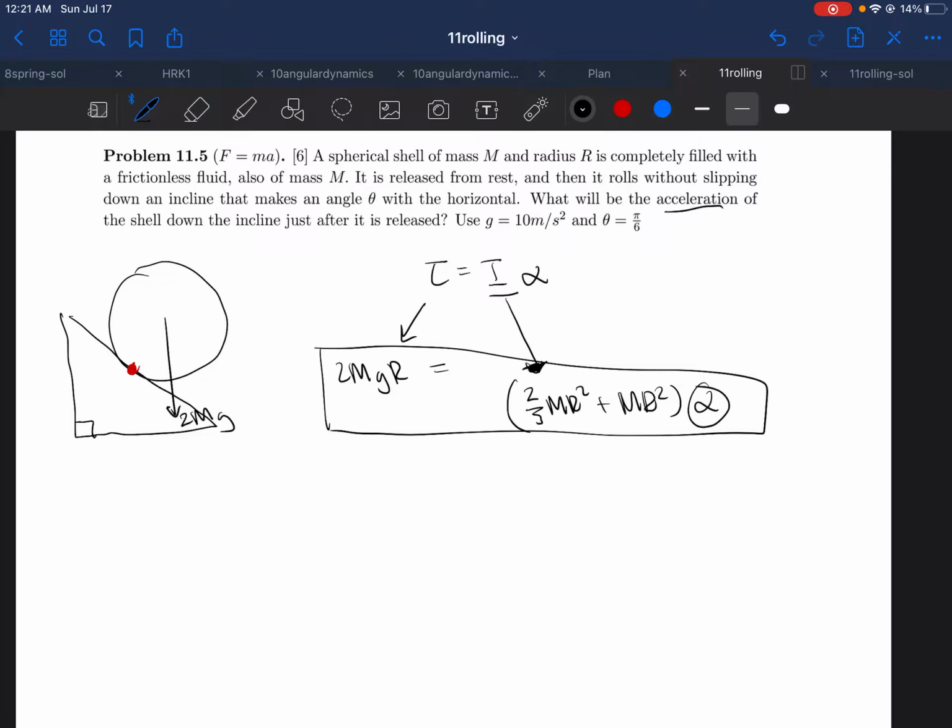Wait, hold on. I literally just solved it. There's just one more step. We have to sub in alpha equals acceleration over r, because I believe we're finding linear acceleration. And yeah, that's it for this problem.